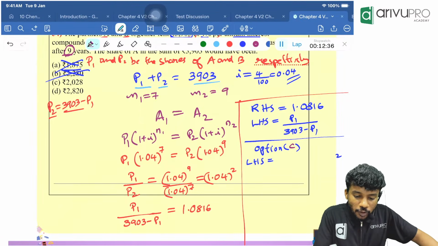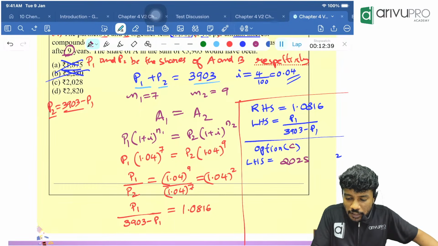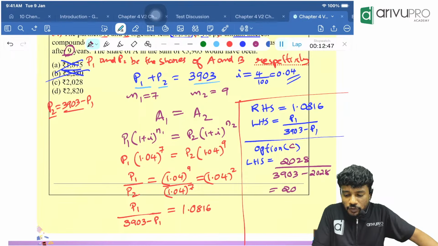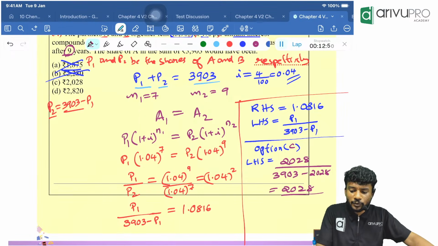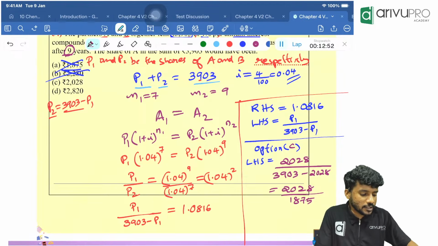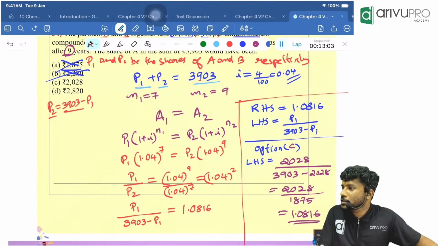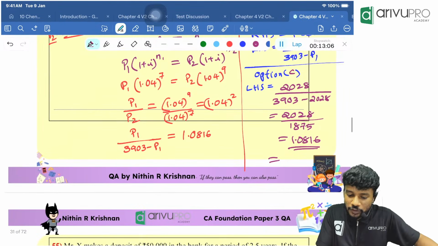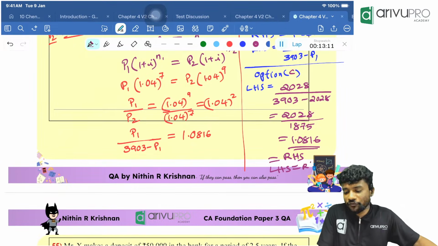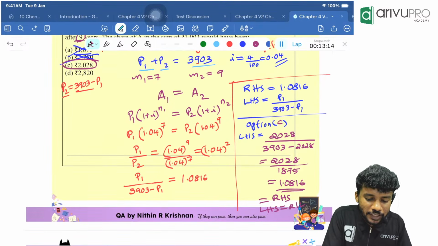Put P1 is equal to how much? 2028 divided by 3903 minus 2028. How much is it coming, people? 2028 divided by denominator. Who is there? 1875. How much is that value? 1.0816, which is equal to what, people? Which is equal to our RHS. So LHS is equal to RHS, yes. With which option? With option number C.